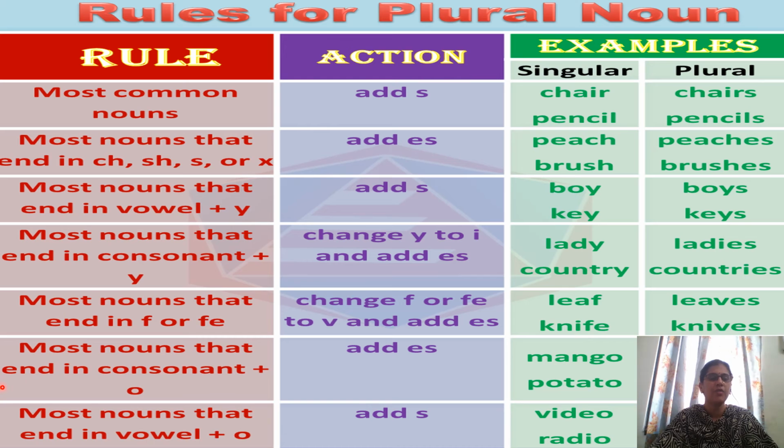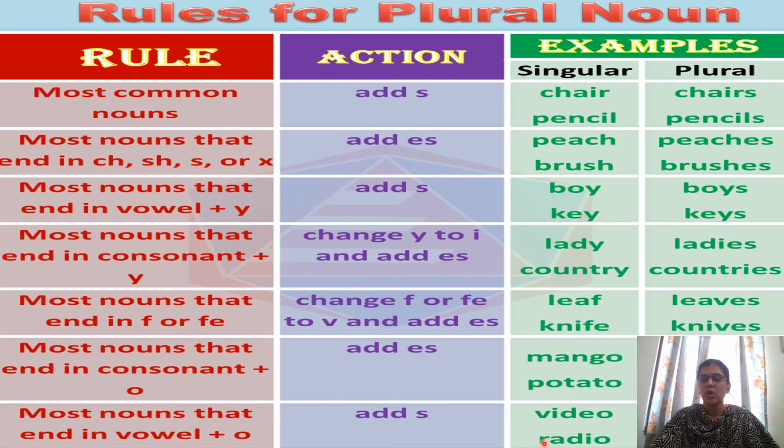So next we have most nouns that end in consonant plus O. When the last two letters of a noun are a consonant and then O, you simply add ES. Mango, potato. So here G is a consonant, last letter O. T is a consonant, last letter O.